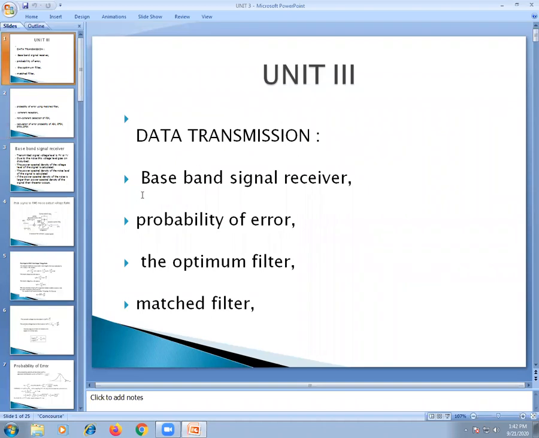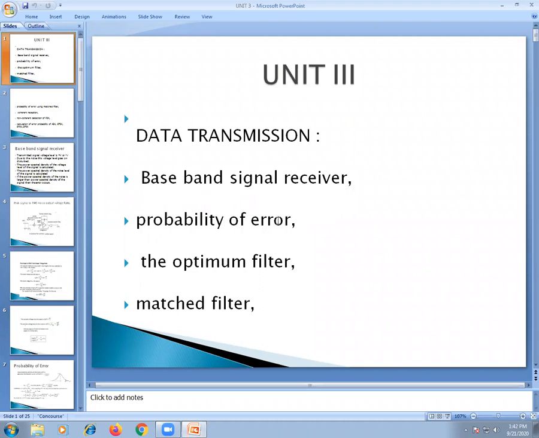Those are the transmission of the unit. The baseband signal receiver is the first topic. In the baseband signal receiver, there is a block diagram. In the block diagram, S1 of t or S2 of t, the two signals are given to the adder. The adder's other input is noise. Noise is added to the signal, that is S1 of t plus N of t. The noise is Gaussian noise that is given to the integrator circuit. Okay, please go through that block diagram and explain. Here in the baseband signal receiver, the adder adds the noise to the signal and gives it to the integrator.